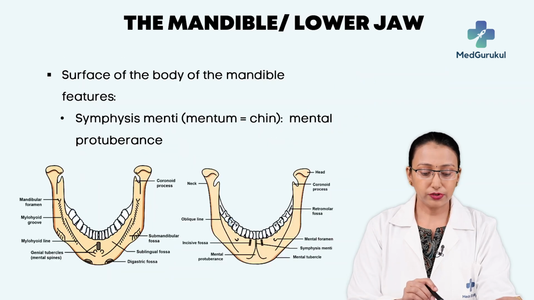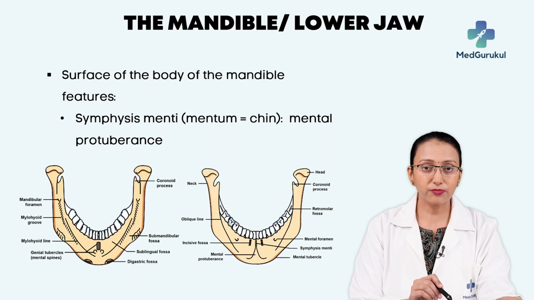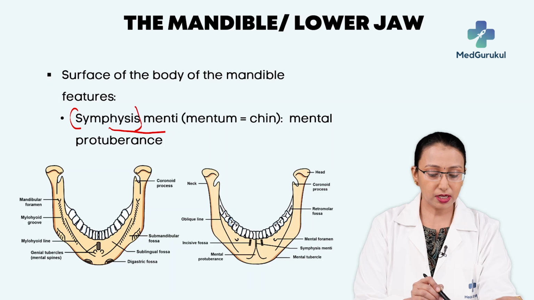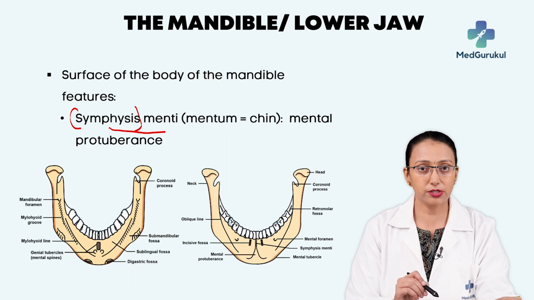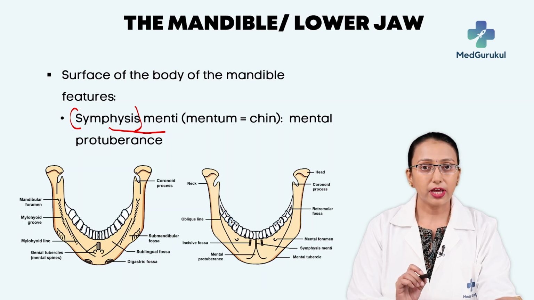The surface of the body of the mandible has some features. What is that? Symphysis menti. We know that a symphysis is a secondary cartilaginous type of joint in the median plane. It is in the chin, hence the name symphysis menti, where mental means chin.